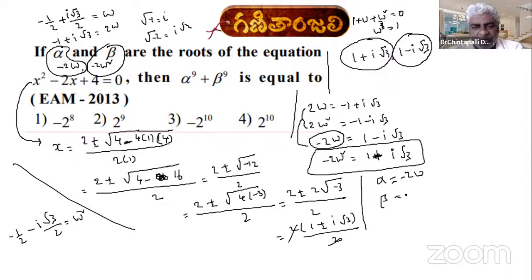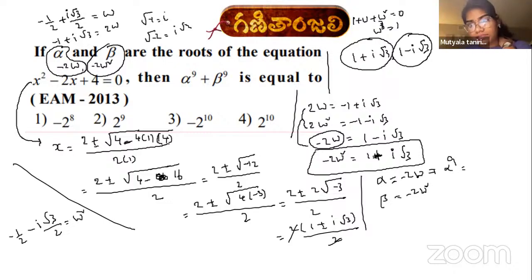And beta is equal to negative 2 omega square. Got it? Yes, sir. What is alpha to the power of 9? Negative 2 omega whole power 9. Yes, sir. Negative 2 whole power 9, omega to the power of 9. See, minus 2 whole power 9 and omega to the power of 9.